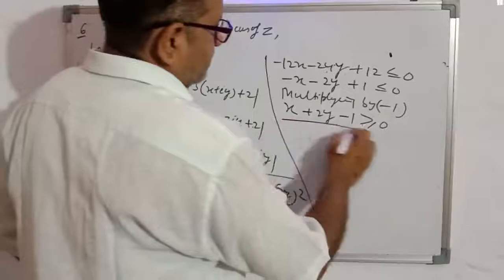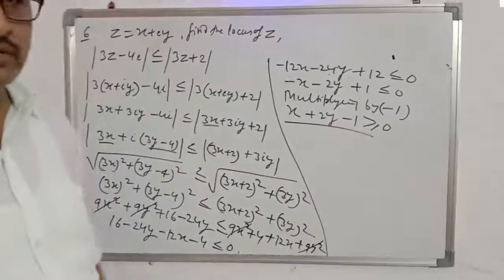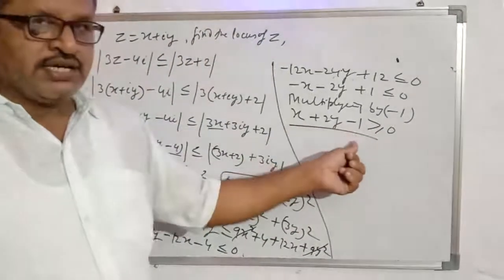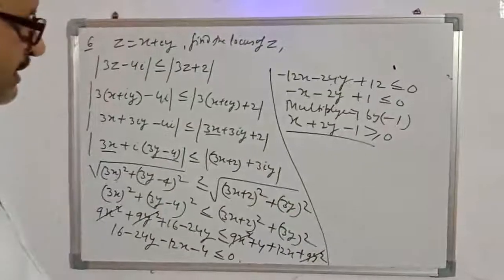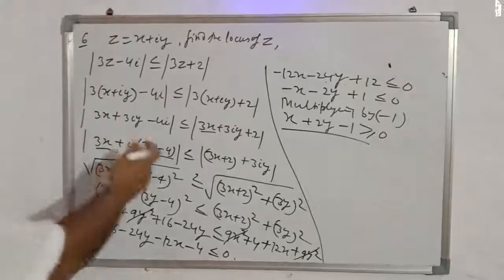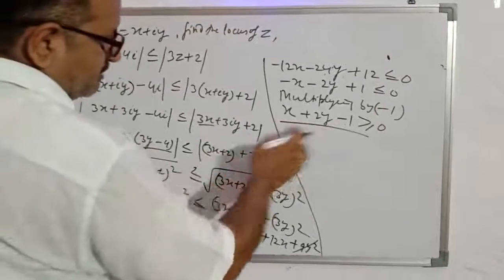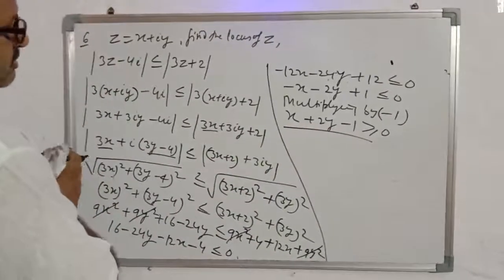What does it represent? x + 2y − 1 = 0 represents a straight line. So how can we represent it in the Argand plane? After simplification, we are getting the result x + 2y − 1 ≥ 0.